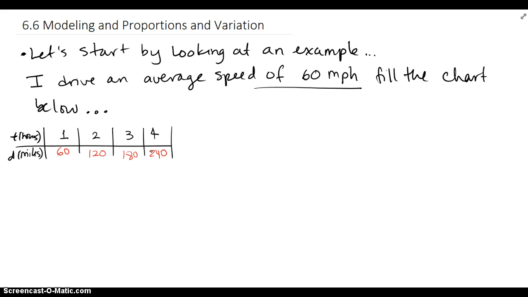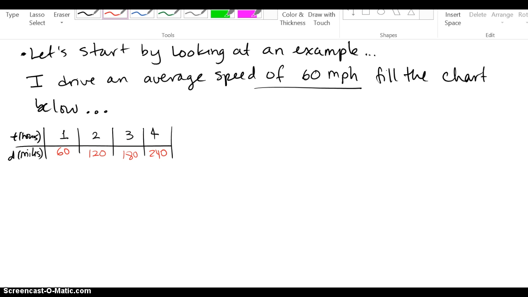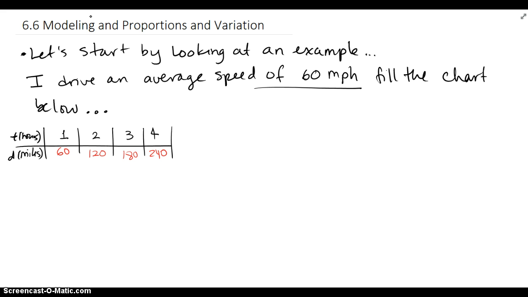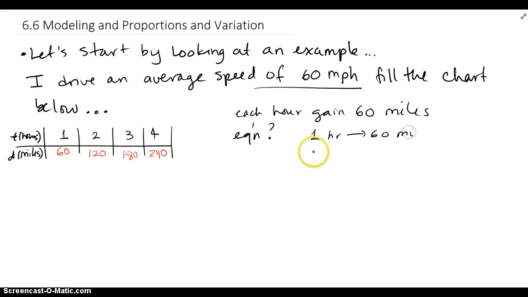This idea that we're looking at here, where each hour that goes by, I go another 60 miles, so for each hour, I gain 60 miles. We could actually come up with an equation for this. We've looked at this before. The 1 hour is 60 miles, 2 hours is 120 miles, and so forth.